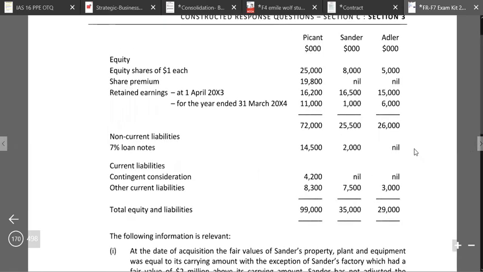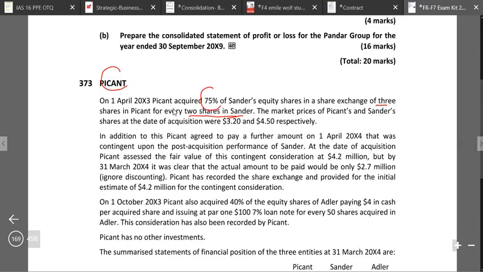Let's go back to the statement of financial position. Sender is actually the subsidiary, and their shares are worth $1 each, and the total balance is 8,000, which means the shares are 8,000. So the total shares of the subsidiary are 8,000, and the parent has acquired 75% of the shares. You multiply by 75%, which gives you the number of shares acquired by the parent. Then you multiply by the fraction, which gives you the number of shares issued by the parent.